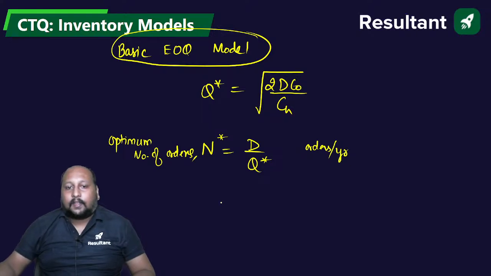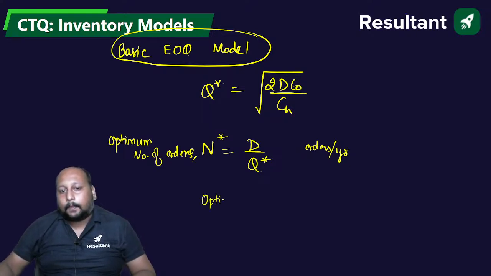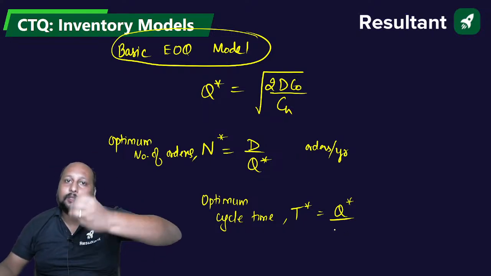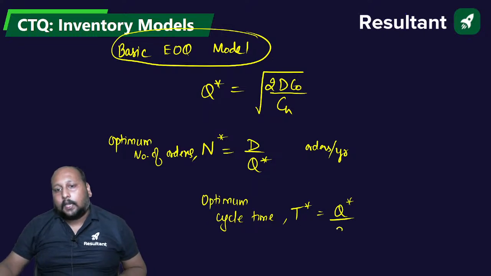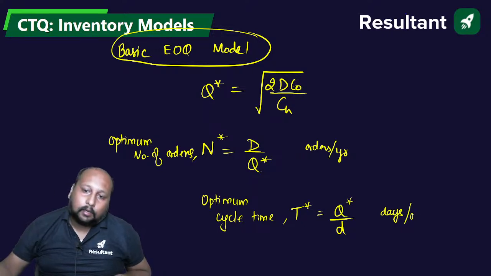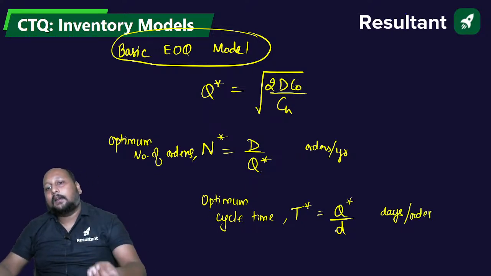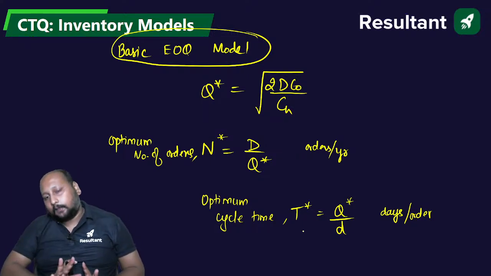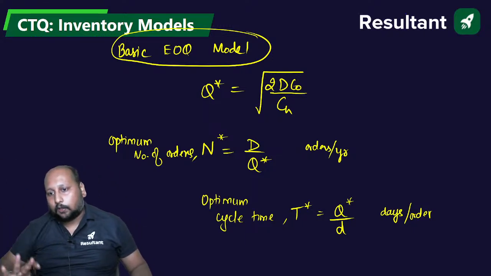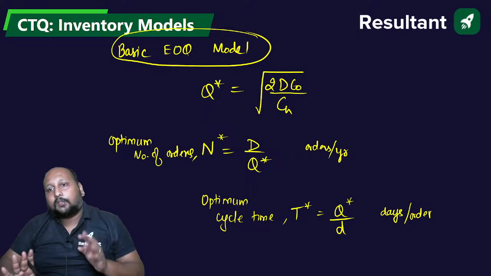ठीक है, if they're asking the optimum cycle time, optimal time duration, that is T star, that is equal to Q star by small d or capital D, that depends on whether the question is asking in years or in days. If they're asking in days, then this will be days per order. If they're asking in years, then this small d will be replaced by capital D. That's it. These formulations will be repeated in other models also. बाकी models में भी the same formulation will be repeated again and again.